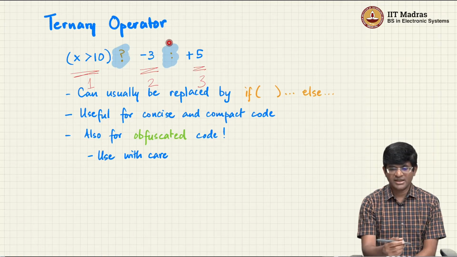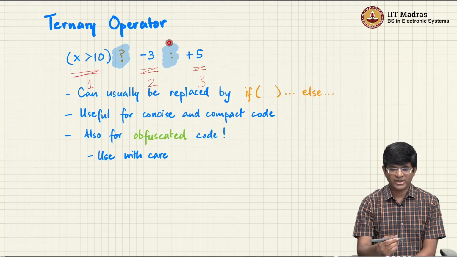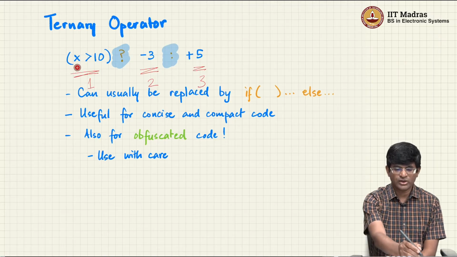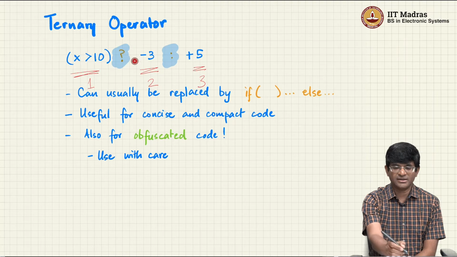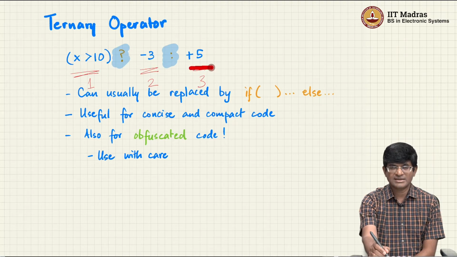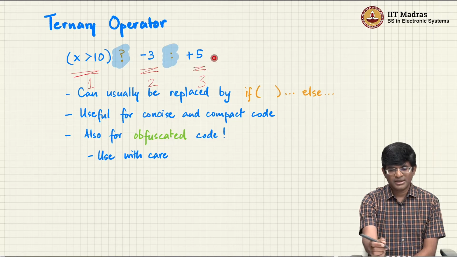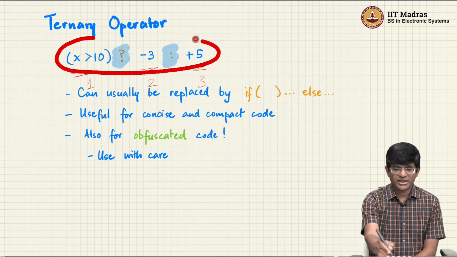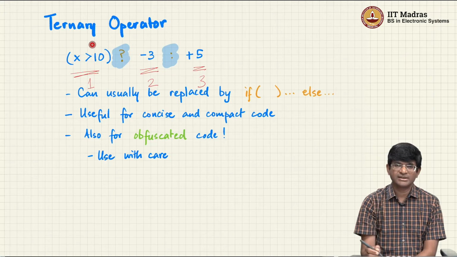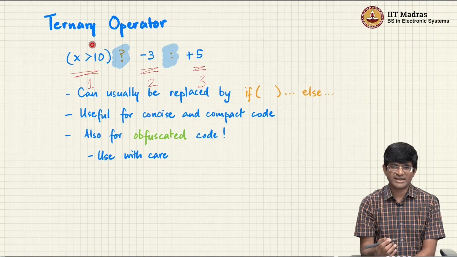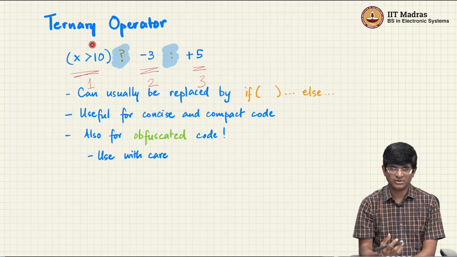Now obviously, as we will see later when we get to flow control, you could also have done this as: if x is greater than 10, minus 3, else plus 5. This particular notation just turns out to be more compact and in a lot of cases can allow you to express things neatly and in a very condensed manner.